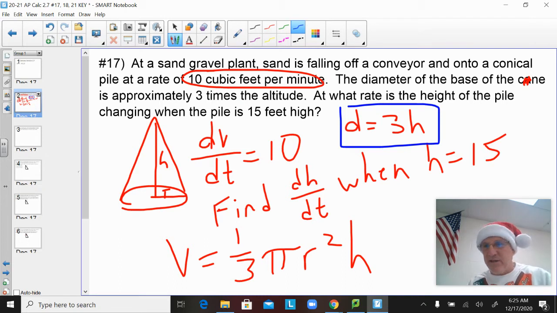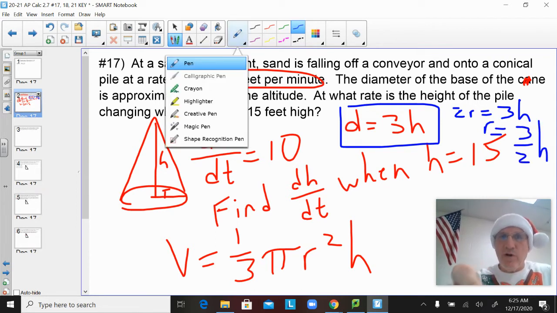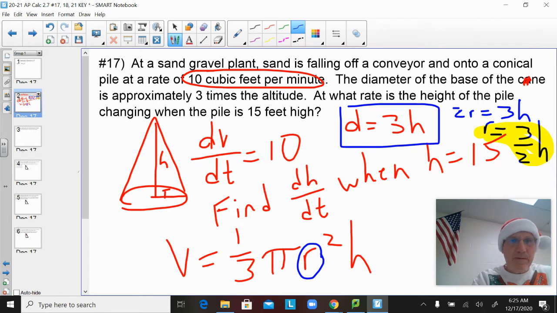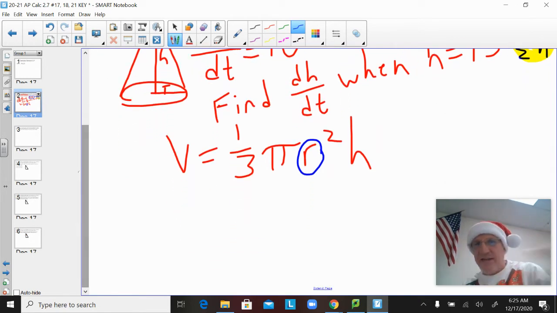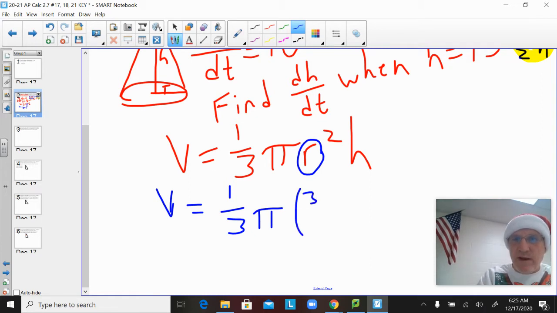Let's use that and see if we can't get rid of a variable here. So the diameter of the base is clearly 2 times the radius. So I can write this as 2r equals 3h. I'm just going to solve that for r. I get r equals 3/2 h. So I can substitute in for that. I've not yet taken the derivative. But this way, all I will have is V's and h's. So I have V equals 1/3 pi, instead of r we said was 3/2 h, squared, times h.